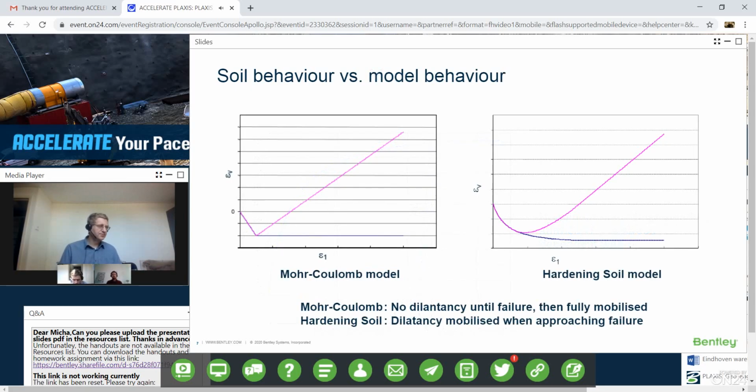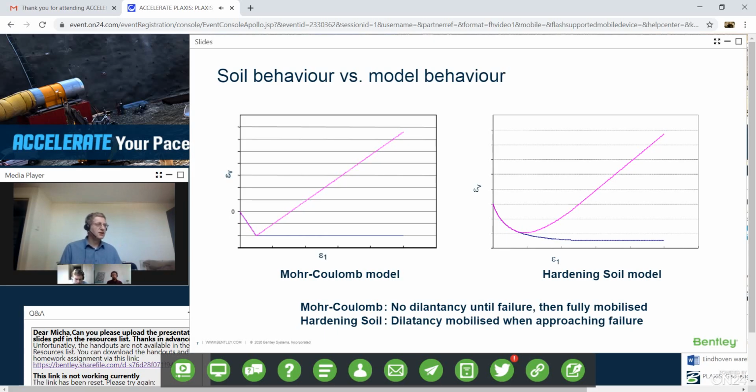Talking about the dilatancy. Again, a comparison: Mohr-Coulomb, hardening soil. On the left side is Mohr-Coulomb. So we see two straight lines. On the vertical axis, we have volume strain. On the horizontal axis, we have axial strain. So we start our triaxial test, a drained triaxial test, completely on the left. Volume strain is still 0. Axial strain is still 0.